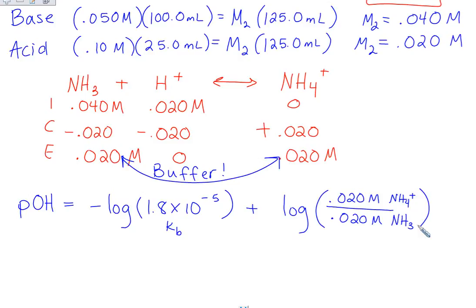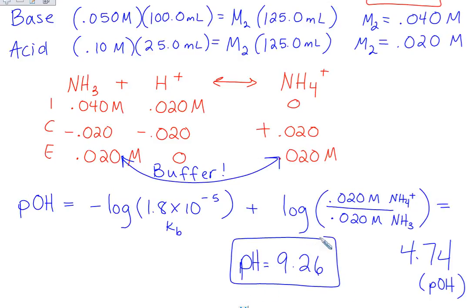Now, if you wanted to, you could recalculate the Ka and plug it in, and it would be fine. But I think this is just as easy. So if I plug it all in, I get about 4.74. That's the pOH. So then we can just subtract that from 14 to get the pH. So I might say my pH is 9.26.